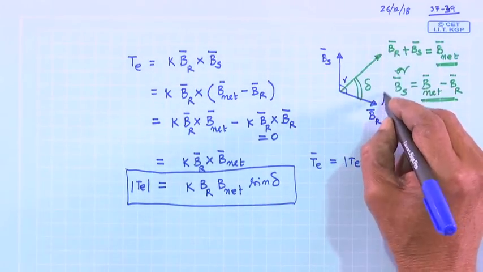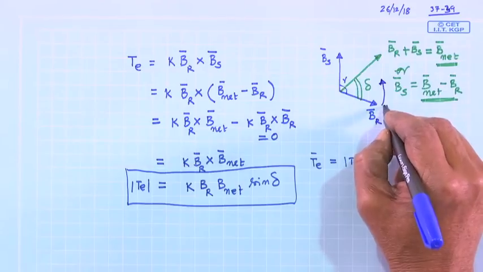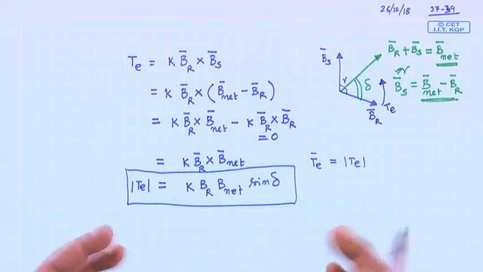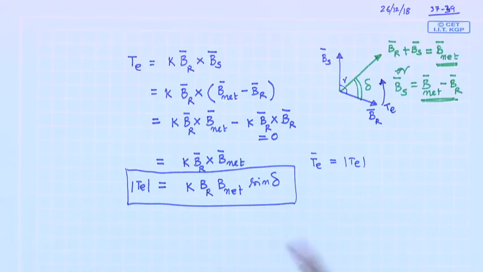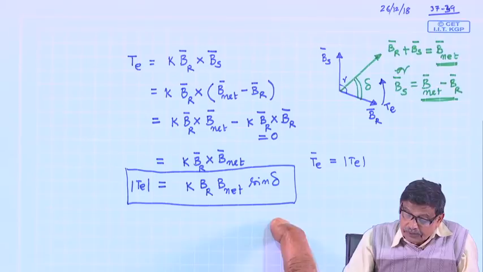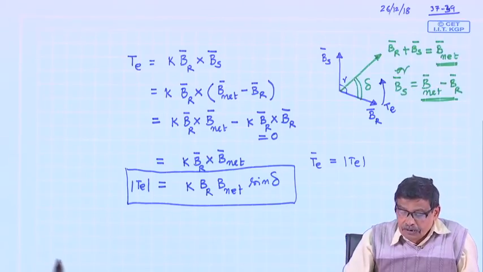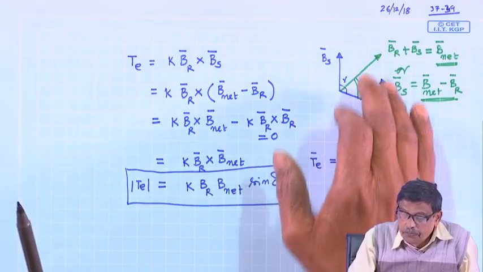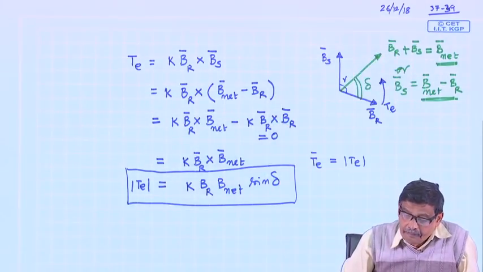So, torque will be acting always in this direction. So, we drop that unit vector perpendicular to the plane of the paper. Let us not go to that complexity, because it is clear from this equation. I now know that rotor will try to move from vector B_R to B_net, that is it.